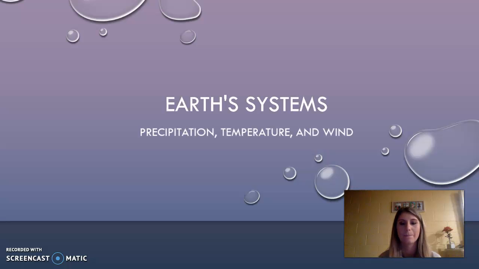Okay, there we go. So we're going to be talking about Earth's systems, and some components of Earth's systems are precipitation, temperature, and wind. And these are all elements of climate and weather. And we're going to be talking about our region's climate and weather.